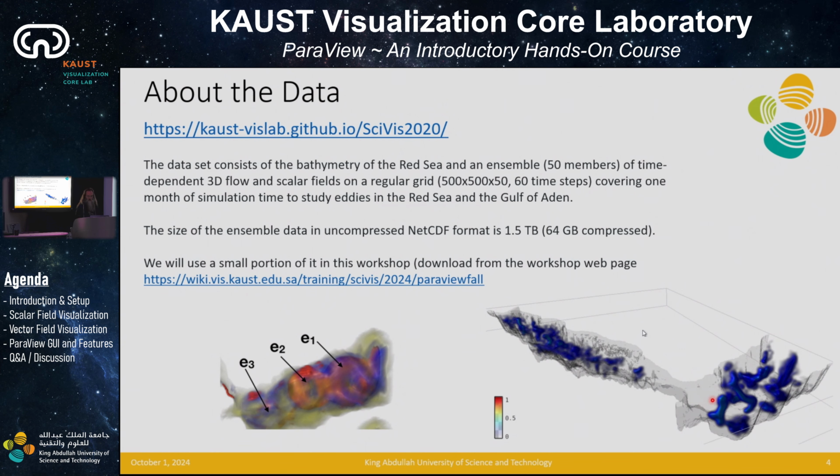I've written it here. If you download it, it's only 64 gigabytes, but if you then uncompress it, it will be 1.5 terabytes on your hard drive. So before you do that, make sure you have that space. What we're going to do today is use a smaller region that I extracted around the Gulf of Aden, from one timestamp and one ensemble member. This is small enough that everyone should have a good enough laptop to do this today. Okay.